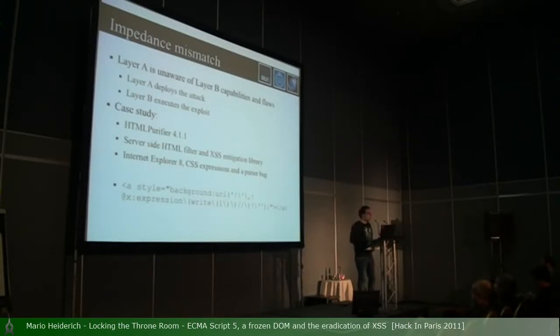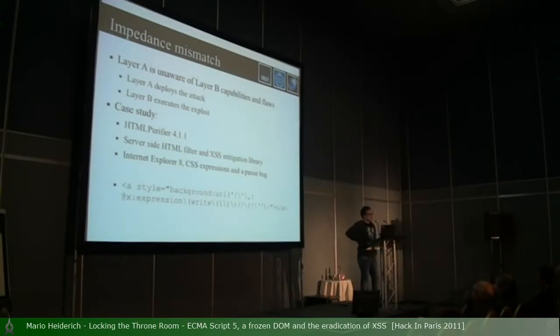How can the server know what the client is capable of? They can, of course, exchange the user agent string and some kind of think, okay, this browser can do this, this browser can do that, but that can all be forged, like user agent strings are forgeable. So there is no actual way of passing trustable information about capabilities of a client. And there is a nice case study on that, which was targeted against HTML Purifier 4.1.1.